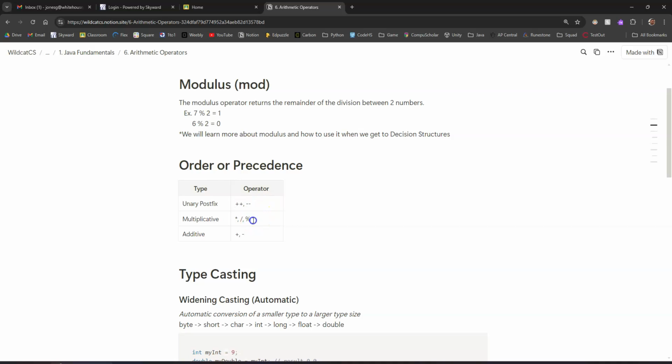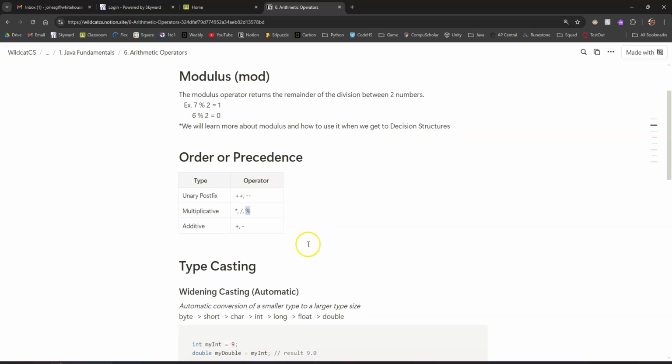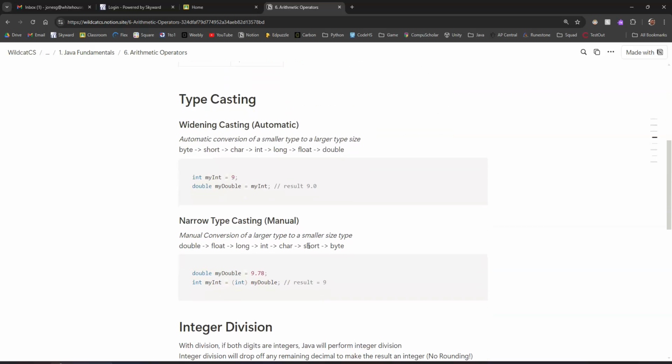Next, we have multiplicative. So we've got multiplication, division. Notice that modulus falls in with multiplication and division. And then we have addition, subtraction last. So think order of operations, think PEMDAS, and just keep in mind that modulus falls in line with multiplication and division in its order of precedence.